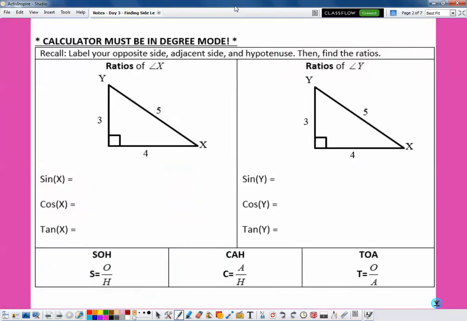Let's also review our trig ratios. If we were looking at ratios for angle x, straight across from that is our opposite side. Across from our right angle is our hypotenuse. And that leaves our other side as our adjacent.